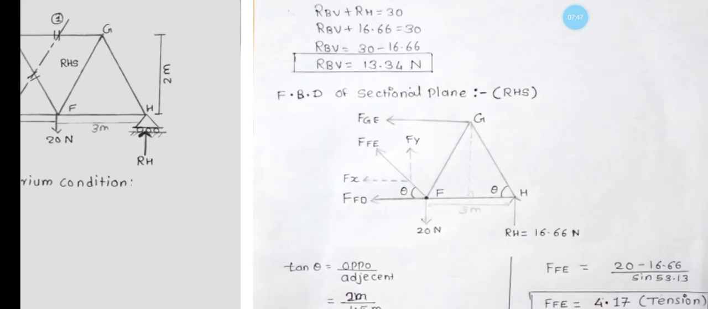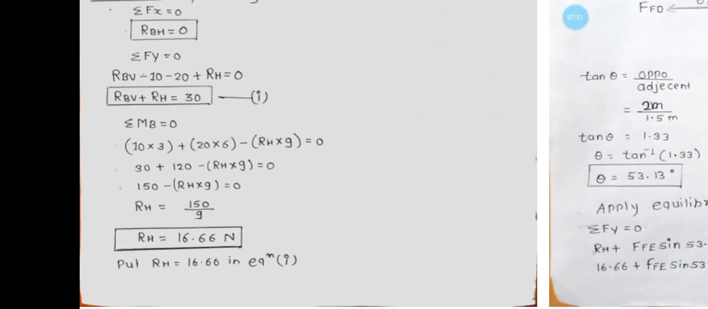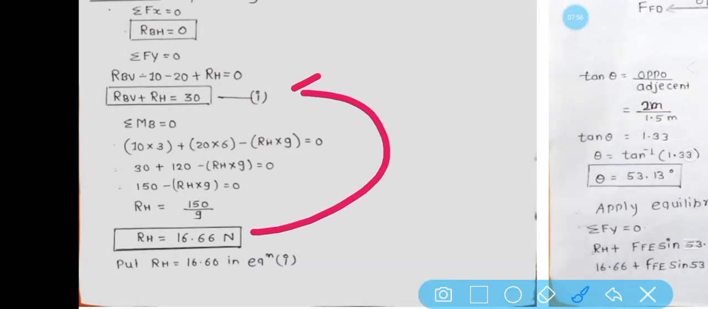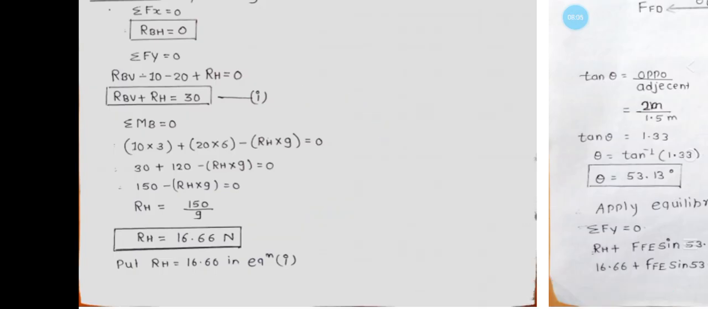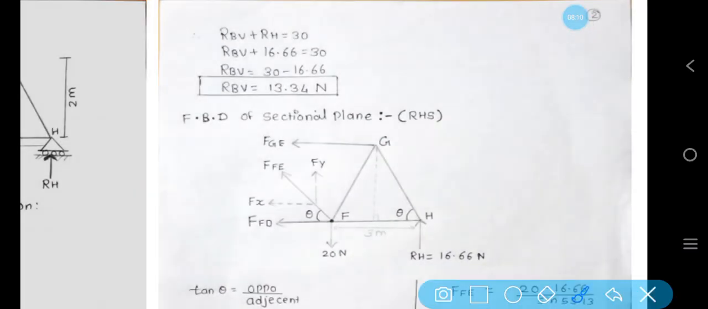In the next step, we can put this RH value in equation number 1. So we can get the value of RBV. So see here, we put the RH value, that is 16.66. So we can get RBV is equal to 13.34 Newton.